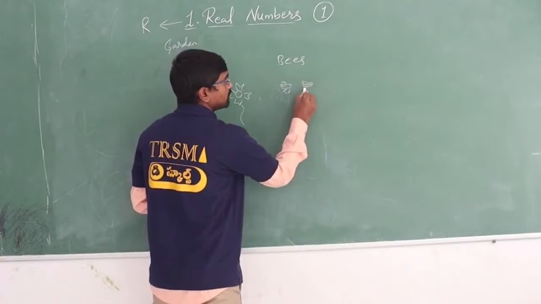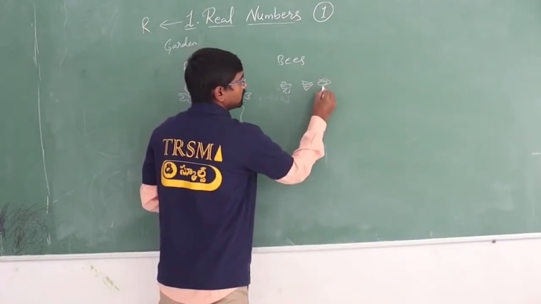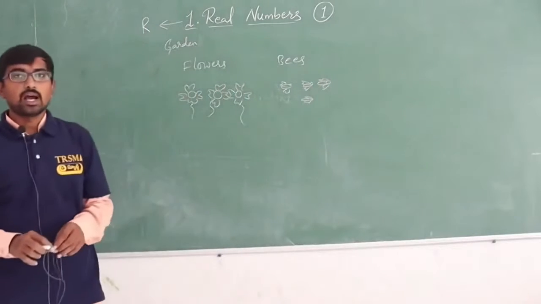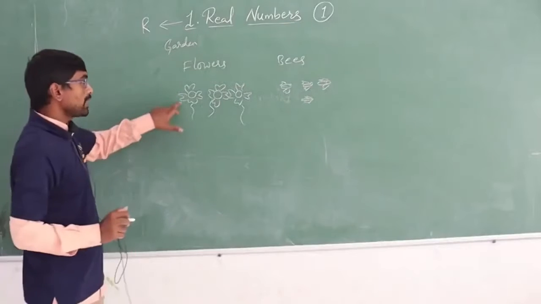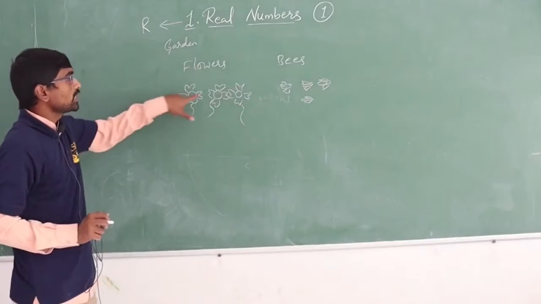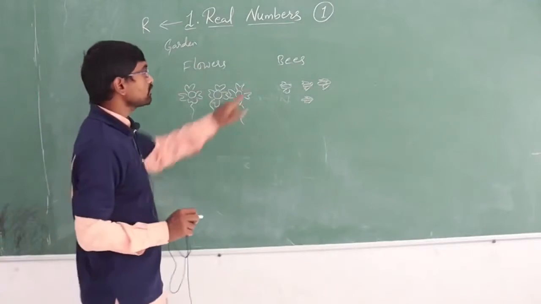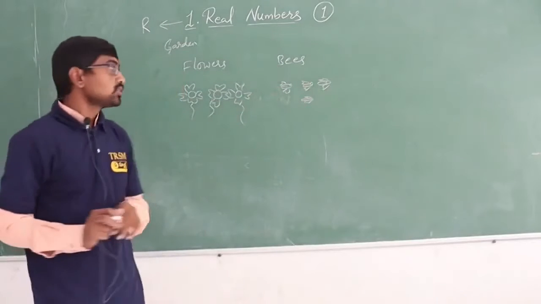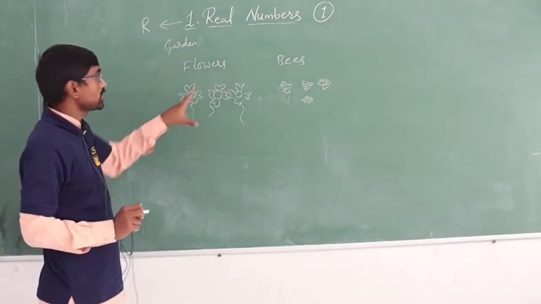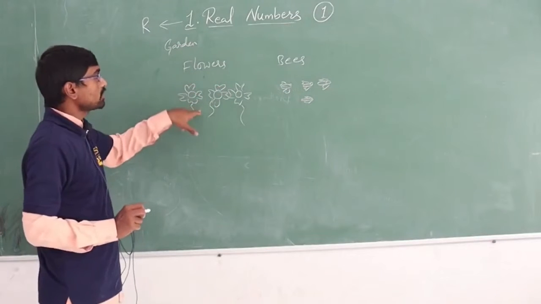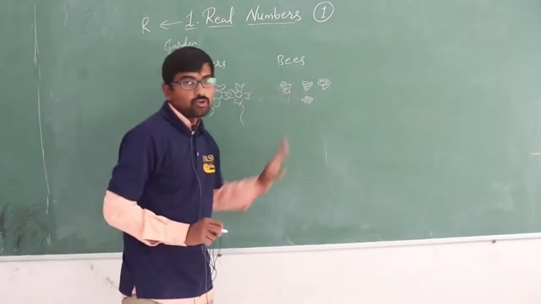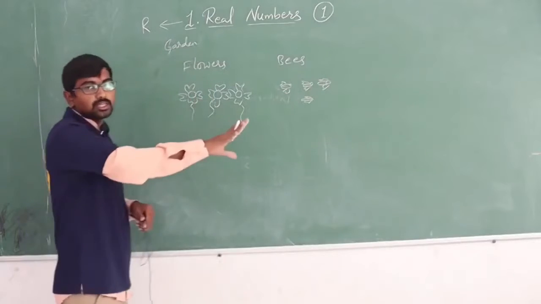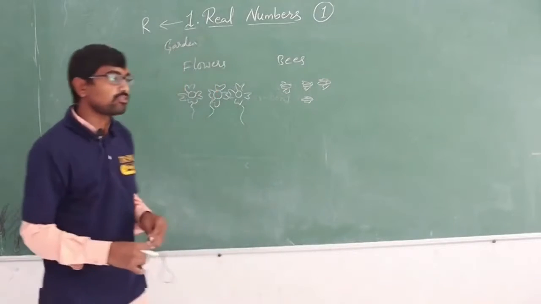If I ask you how many flowers and how many bees are there, you will directly say it by counting. Am I right? Flowers: 1, 2, 3. There are 3 flowers. And here we have bees. Number of bees: 1, 2, 3, 4 bees. So here I have drawn directly on the board, so by counting you can say that the number of flowers is 3 and the number of bees is 4.